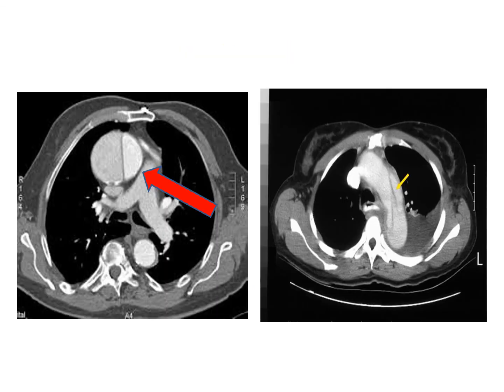Here is the CT of a patient with acute aortic dissection, showing the flap separating the lumen into a false lumen and the true lumen. The false lumen is bigger than the true lumen and may contain a thrombus.